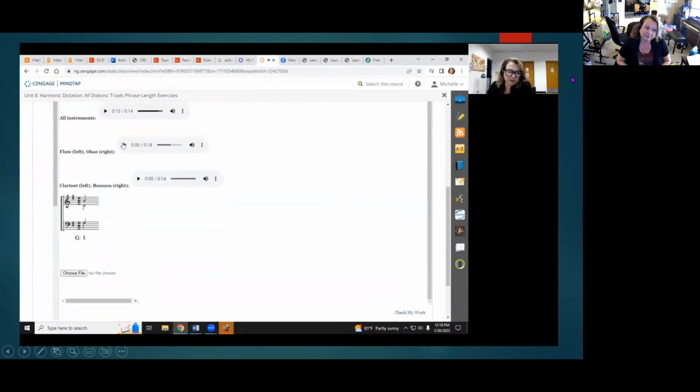And then it separates. This is, I would consider the right, and this was consider the left hand is what I call it, but flute, oboe, you can hear flute and oboe, just the 2 parts. It goes all the way through the example, and then on the other hand, in the bass clef, it's going to be the clarinet and the bassoon.